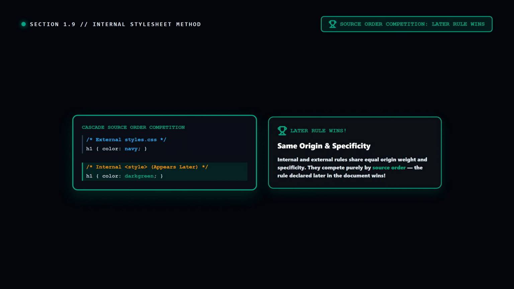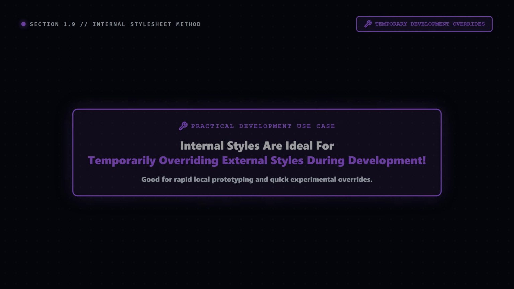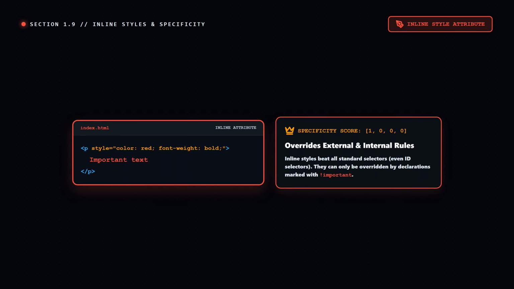In the cascade, internal styles have the same origin and specificity as external style sheets. They compete purely by source order. So if both an external and an internal rule target the same element with the same specificity, the one that appears later in the document wins. This is why you often see internal styles used to override external styles temporarily during development. The third method is the inline style. You apply CSS directly to a single element by adding a style attribute to its HTML tag. The value of that attribute is a string of CSS declarations.